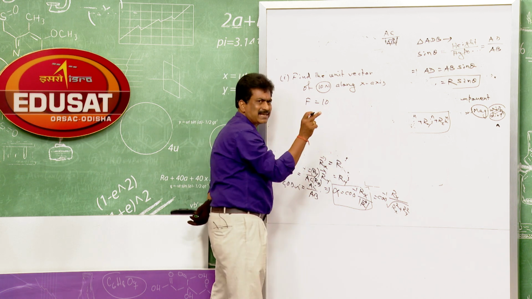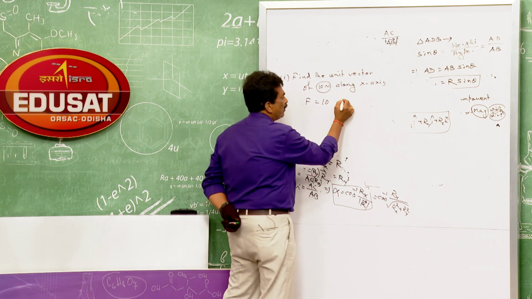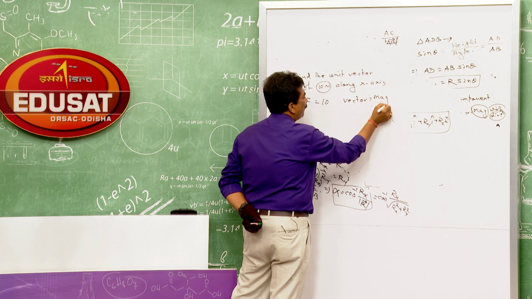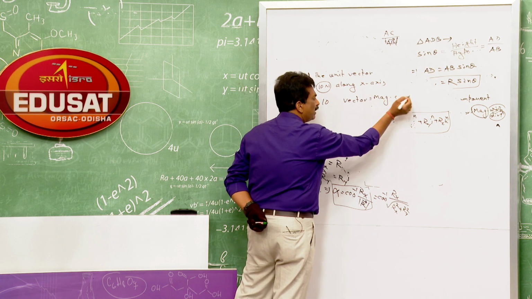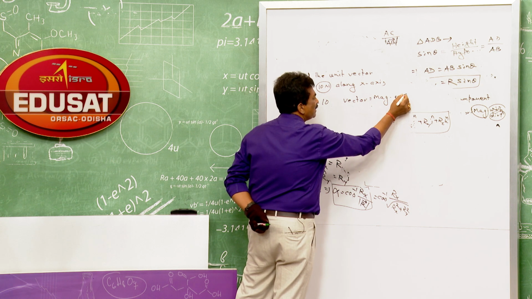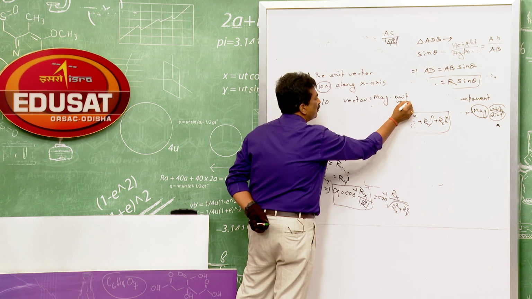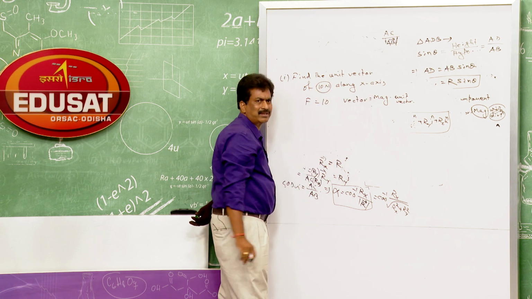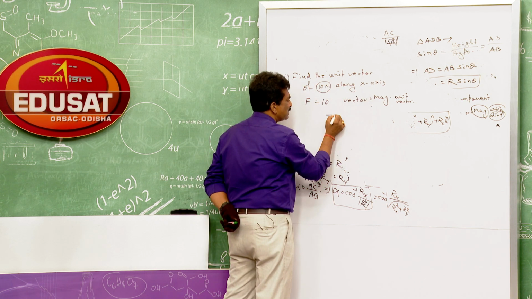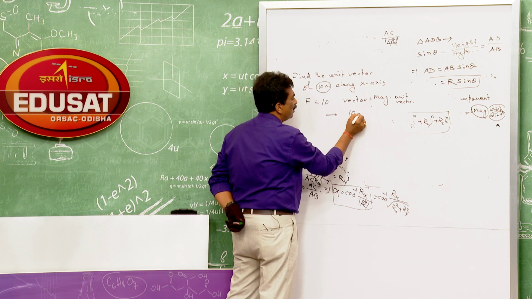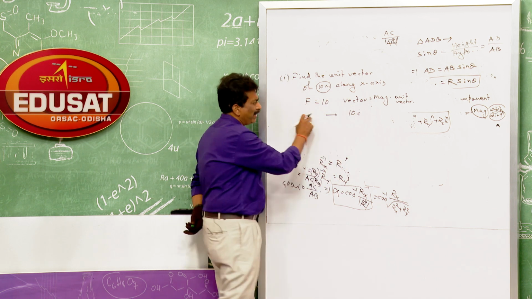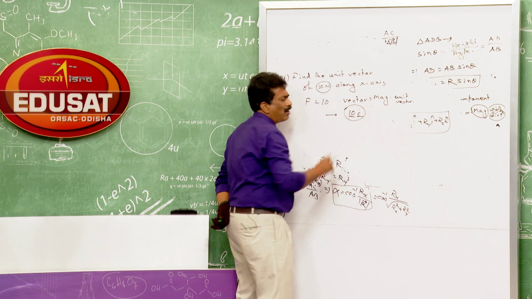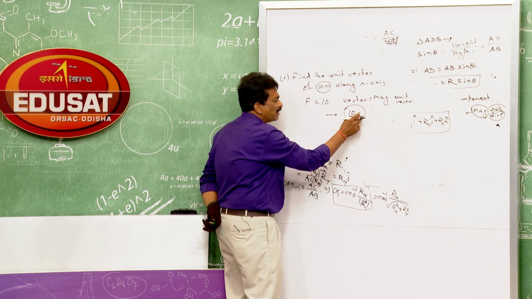So, along the x axis, which one is the unit vector? We know vector is equal to magnitude with its direction, and that direction, I said repeatedly, is the unit vector. So, find the unit vector of the 10 Newton along the x axis. Along the x axis, that vector will be 10 I, because its magnitude is multiplied by the unit vector I.